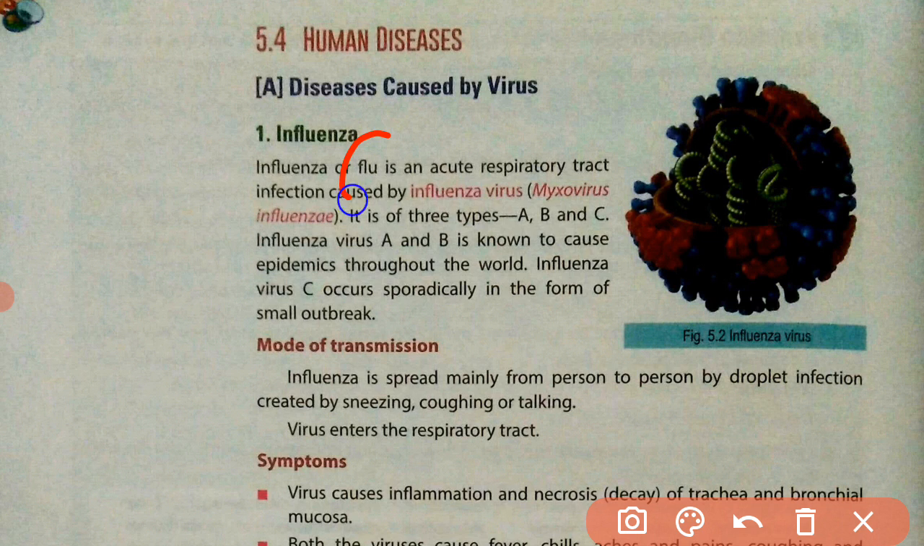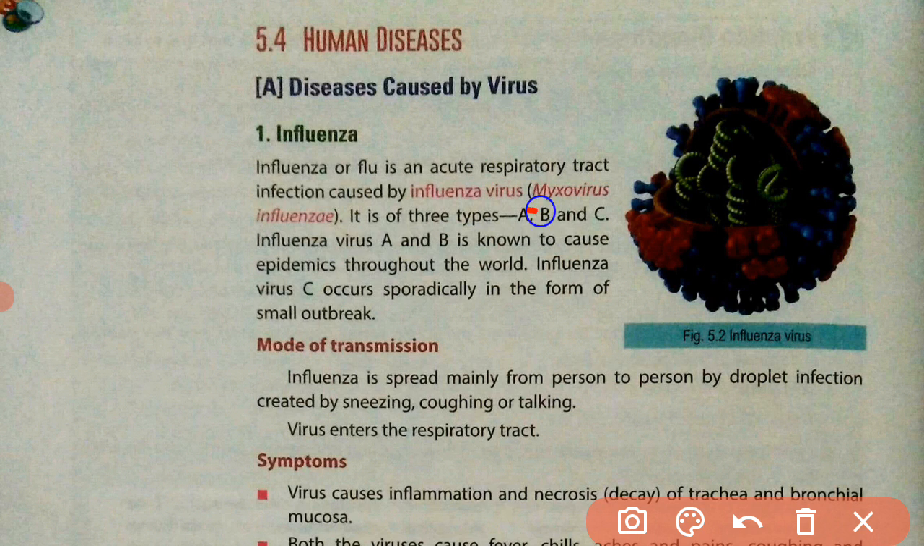Influenza is also commonly known as flu, and this is a kind of acute respiratory tract infection. It is an acute disease, meaning it doesn't persist for a longer period of time. It is a disease which persists for a short duration of time. That's why it is an acute disease, and it infects the respiratory tract.